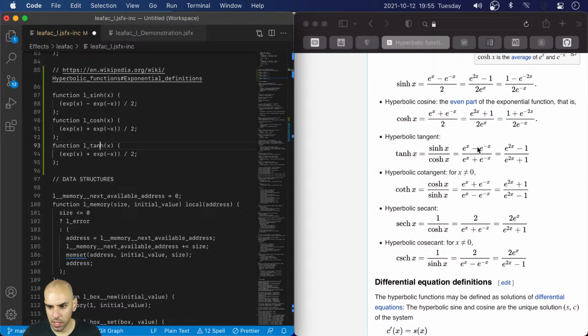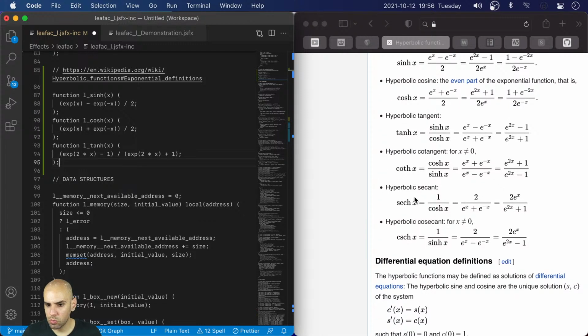Oh, but this formula has 4 exponentials, while this one only has 2. So I think I'm going to go with this formula. And this is exp of 2 times x minus 1 divided by exp of 2 times x plus 1. All right, and do we want these fellows? I don't see why not.